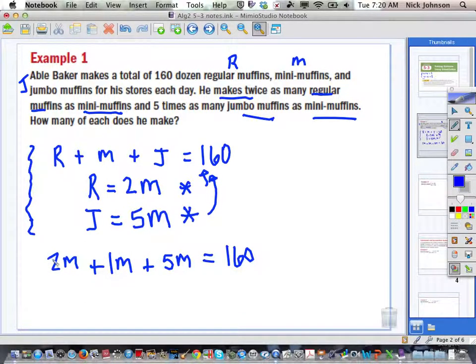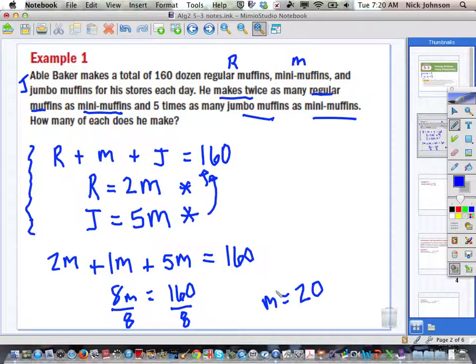Now you notice I have it all in terms of one variable. If I have it all in terms of one variable, I can solve for one variable. So 2M plus 1M plus 5M, 7 plus 1 is 8M, equals 160. I divide by 8. And M equals 20. Okay?